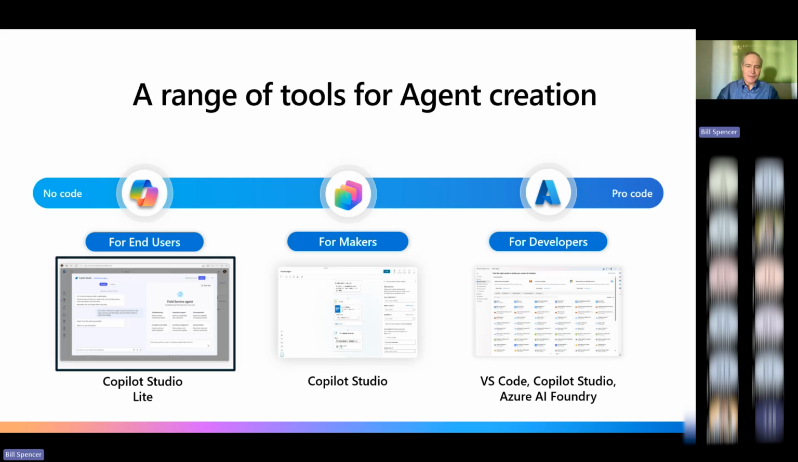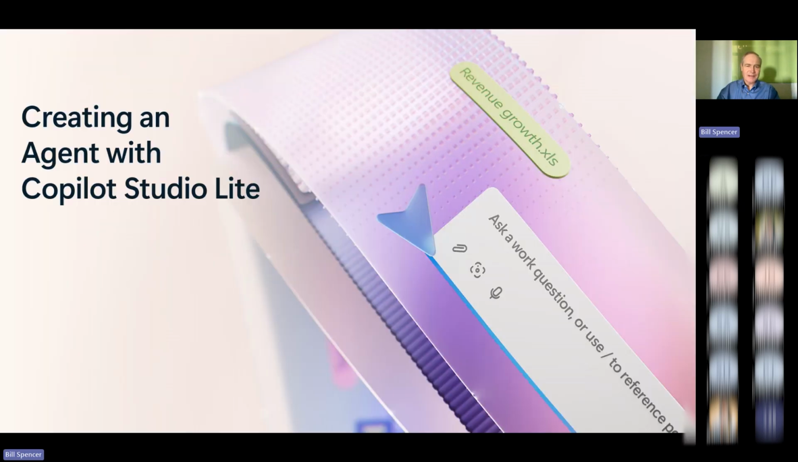in Copilot Studio. And finally, for those who prefer the power of developing agents using pro code, they can use either Copilot Studio or Azure AI Foundry. And today we're going to focus on Copilot Studio, the left box there, Copilot Studio Lite. Okay, so let's get started using Copilot Studio Lite to build your first agent.